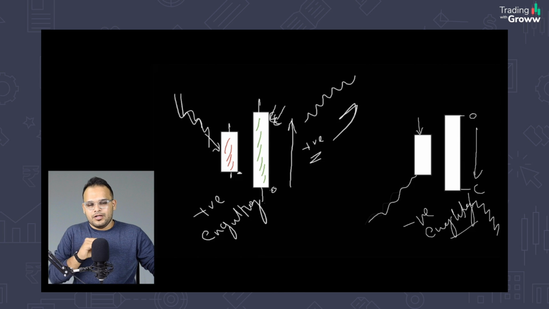And similar to this, all the patterns that I'm going to discuss have a positive bias and a negative bias. If it contains the positive bias, then we can call it a positive pattern, whatever the pattern it is, and for negative bias, we can call it a negative pattern. And now let's try to understand this pattern in the real chart, how it looks in the real world. So let's look into that.